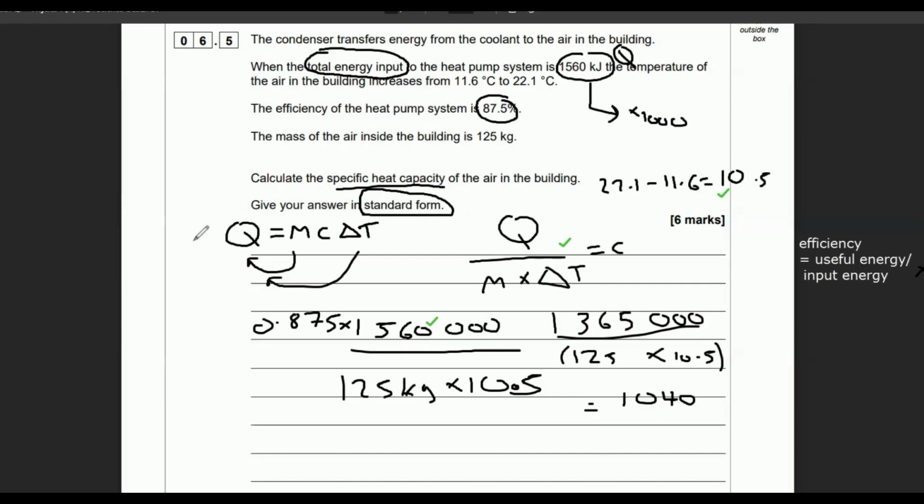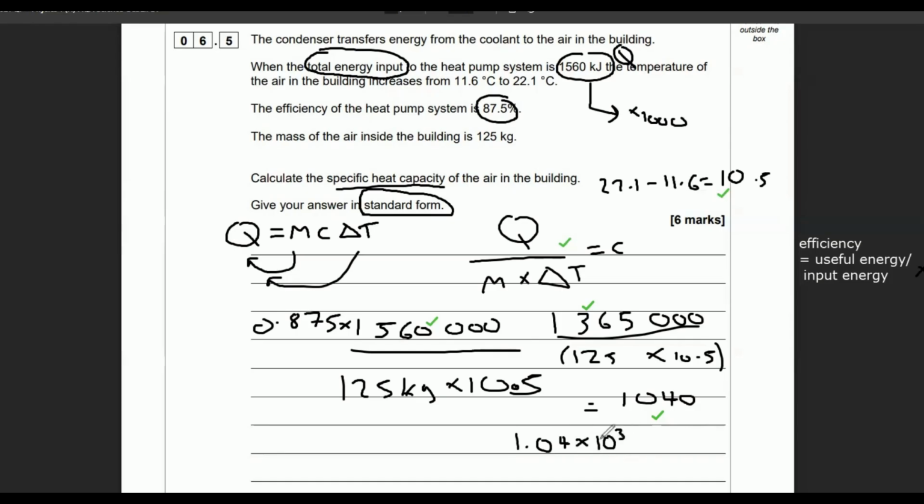Right, standard form. So if we want the other marks, we're getting 1 mark for doing the efficiency. That's 4 marks. And we've now calculated that. That's 5 marks, 1,040. What is 1,040 in standard form? So 1,040 in standard form is 1.04 times 10 to the 3.